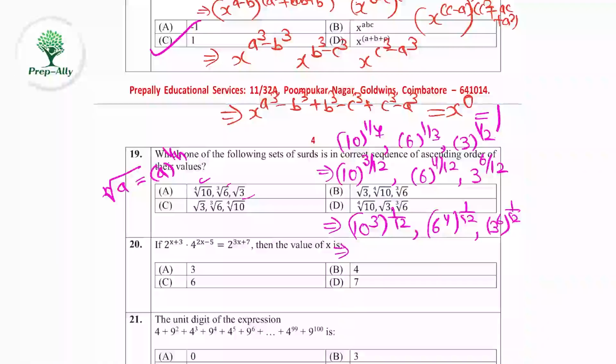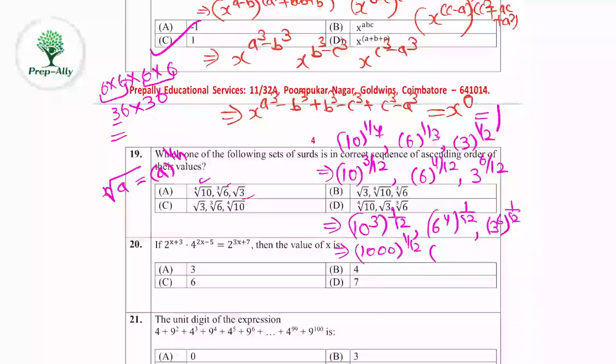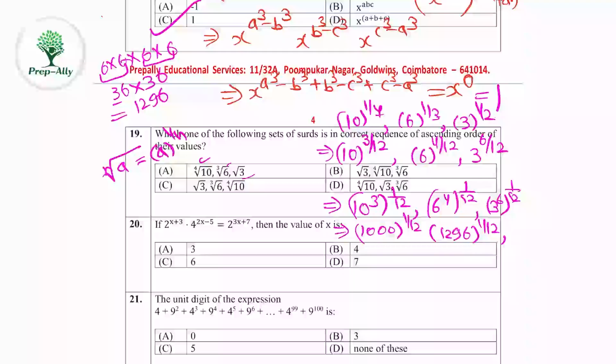Now 10 raised to power 3 becomes 1000 raised to power 1 by 12. 6 raised to power 4 means 6 into 6 into 6 into 6. 6 into 6 is 36, and 36 times 36 gives us 1296. So we write 1296 raised to power 1 by 12. Now 3 raised to power 6 means 3 into 3 into 3, and again 3 into 3 into 3. 3 3s are 9, so 9 raised to power 3 we can write as 729 raised to power 1 by 12.